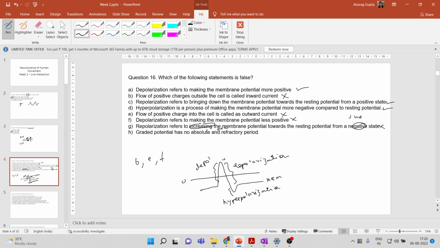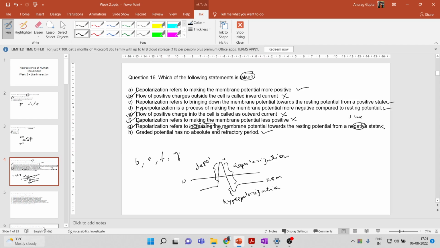And graded potential has no absolute refractory period. This is a correct statement. So the question is, which of the following statements is false? So this is a false statement. This is a false statement. This is a false statement. And G is also a false statement. Right? B, E, F, and G. So I think Bihari got it right in three of the options. You missed out one option, which was G. So also G. So this is the correct answer.